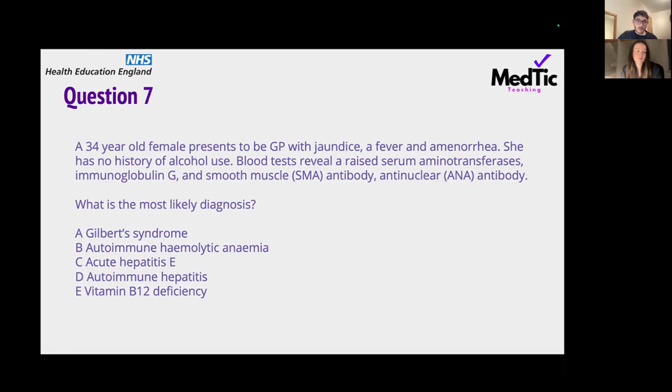A 34-year-old female presents to the GP with jaundice, a fever, and amenorrhea. She has no history of alcohol use. Blood tests reveal raised aminotransferase, so ALT and AST, raised immunoglobulin G, smooth muscle antibody, and antinuclear antibody. What's the most likely diagnosis?